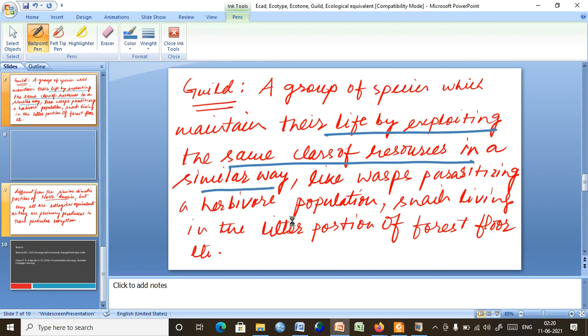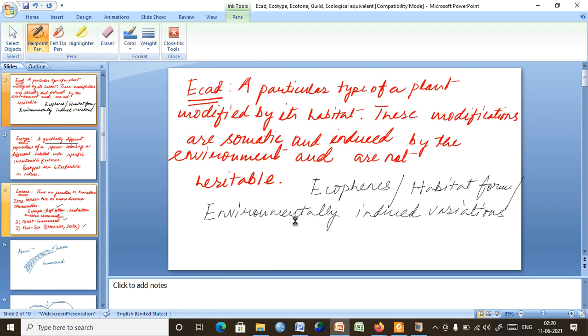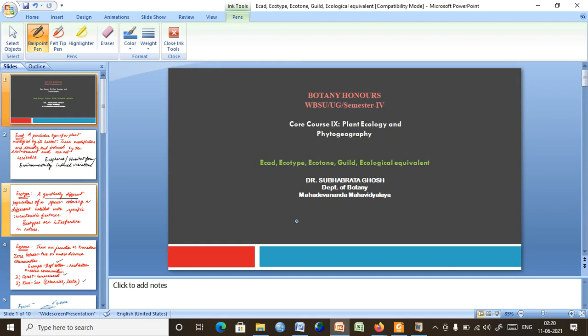So now I think we all can differentiate between these terms, that is Ecad or Ecophane or environmentally induced variation, then the Ecotype, which is the genetically fixed one, then the Ecotone, the junction or transitional zone, then the guild, and the ecological equivalent. Thank you.